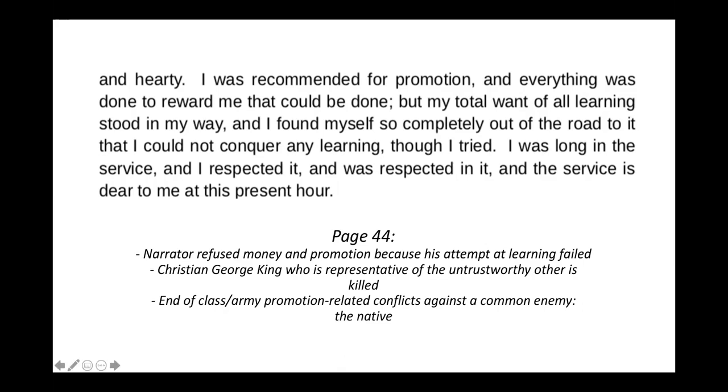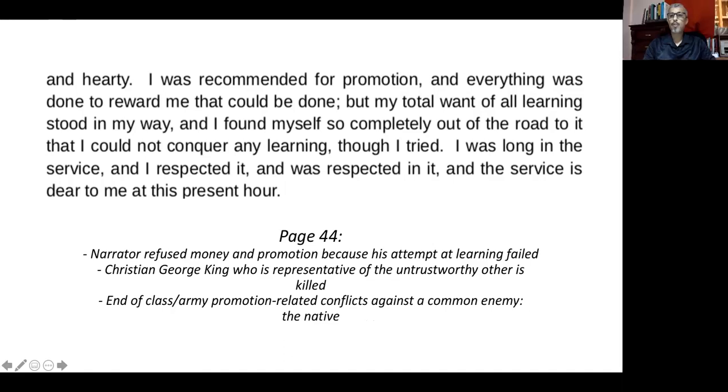"I was recommended for promotion, and everything was done to reward me that could be done. But my total want of learning stood in my way, and I found myself so completely out of the road to it, and I could not conquer any learning, though I tried. I was long in the service, and I respected it, and was respected in it. And the service is dear to me at this present hour." Which means it's enough for me. I don't need promotion. I don't need money to improve my social status. I'm fine. Right?